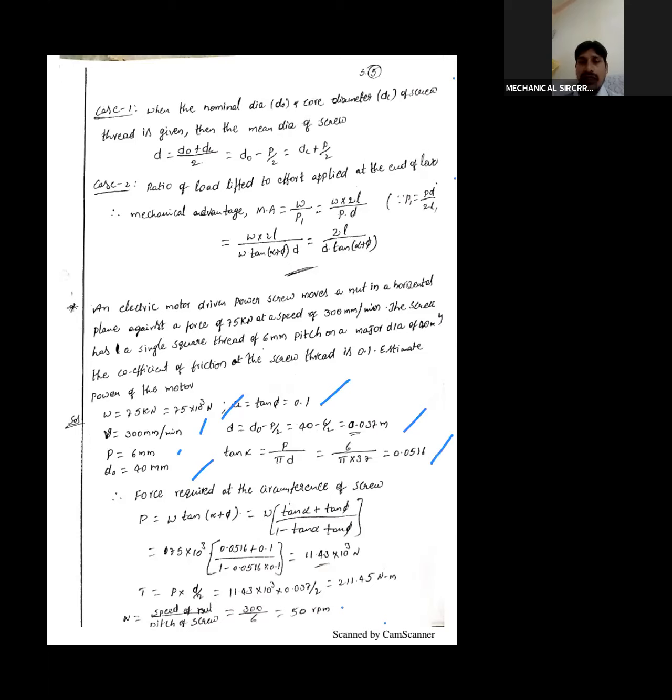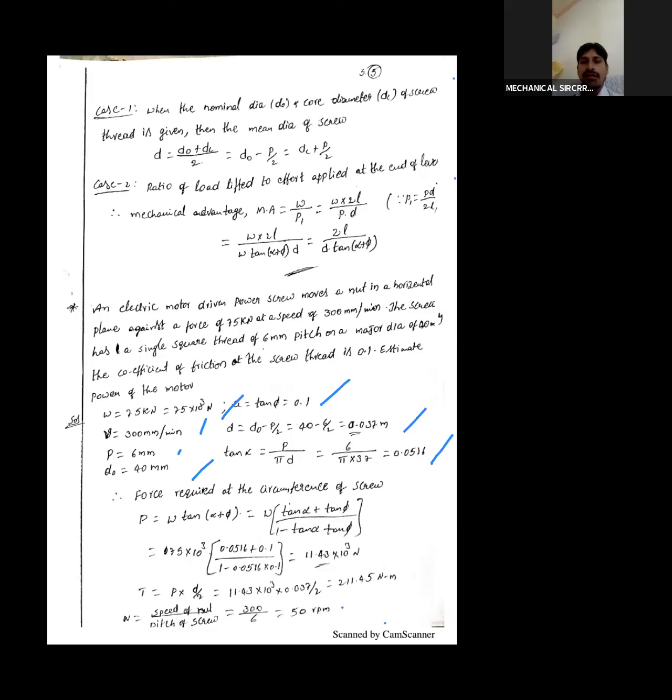The D value is 37 mm, so nearly 0.0516 meters. Those are the given values. Before finding the power, first we will find the force required at the circumference of the screw. How much force is required?